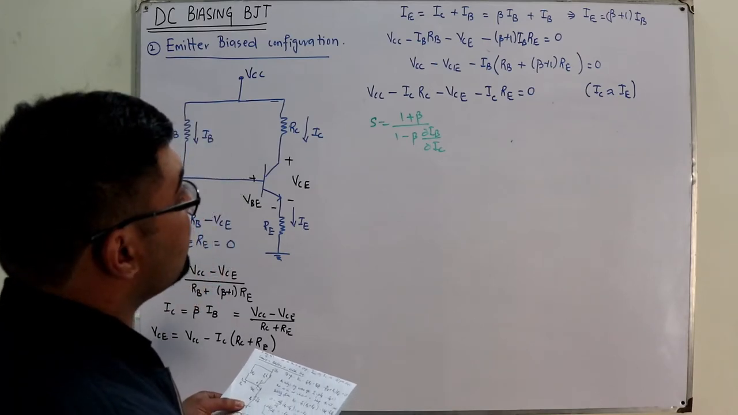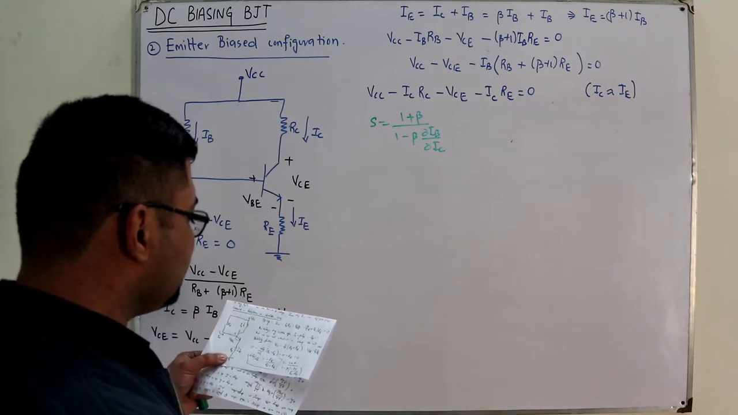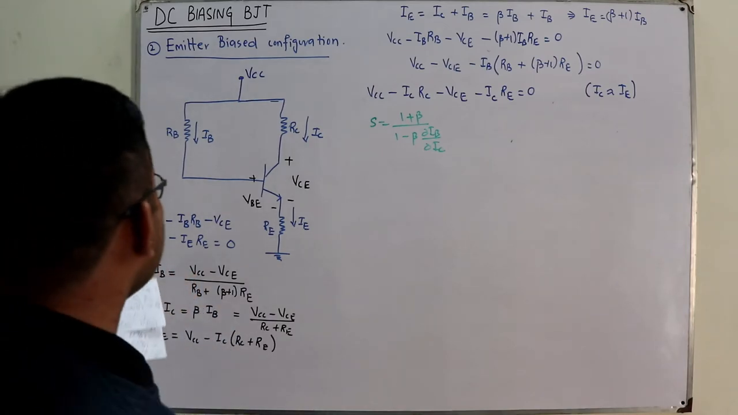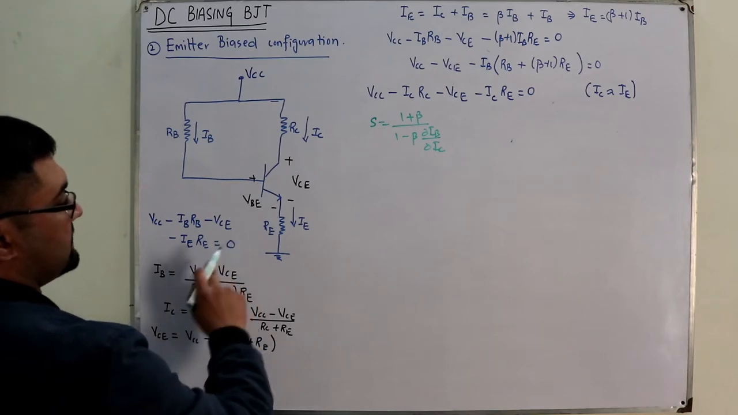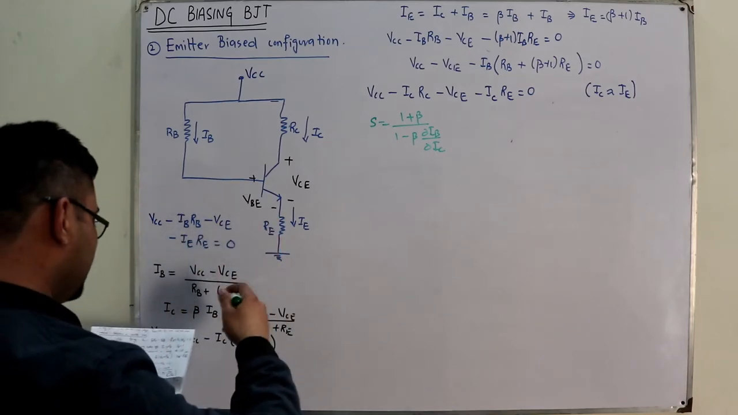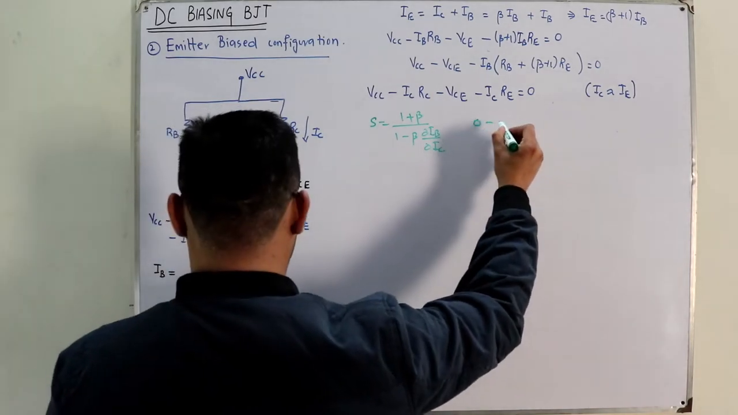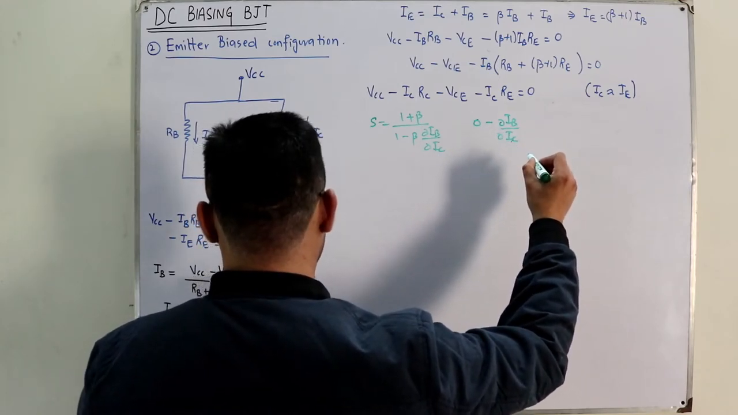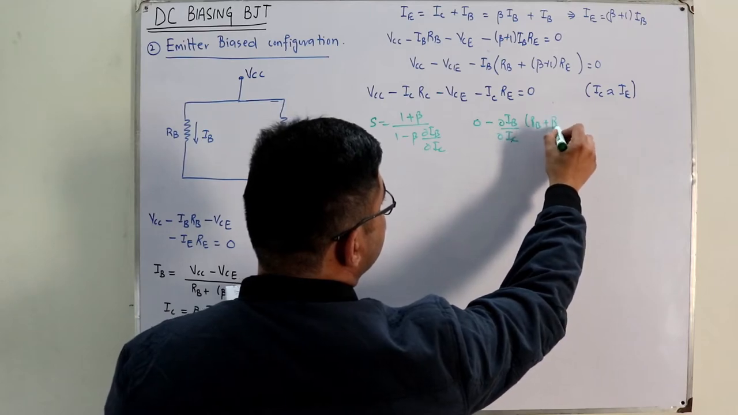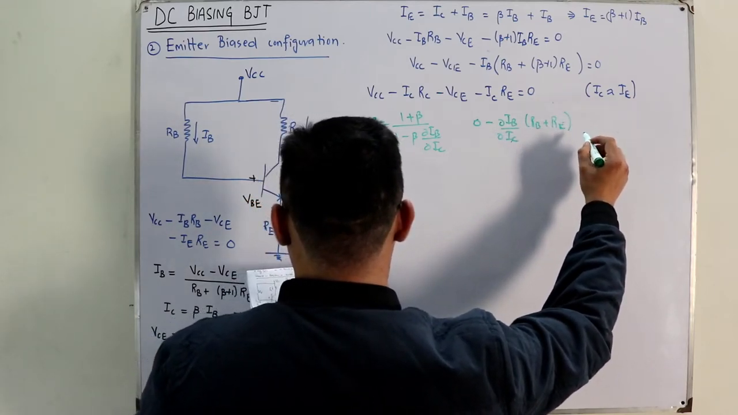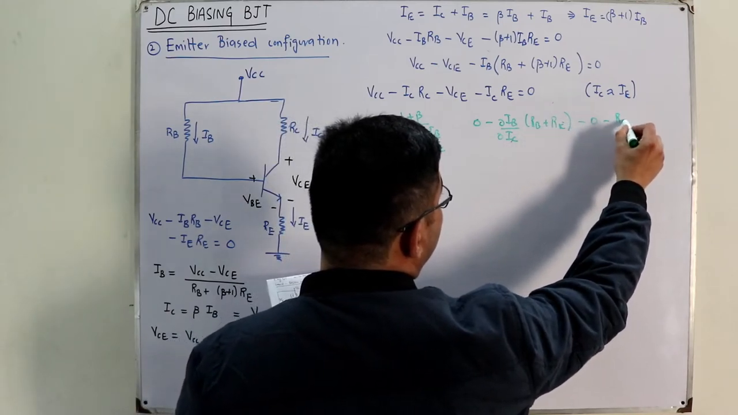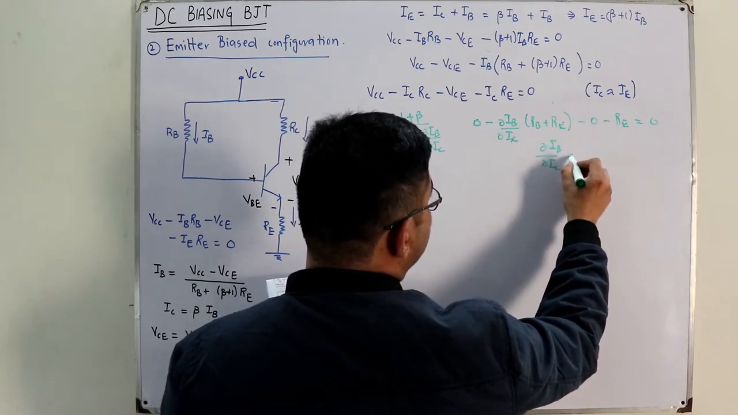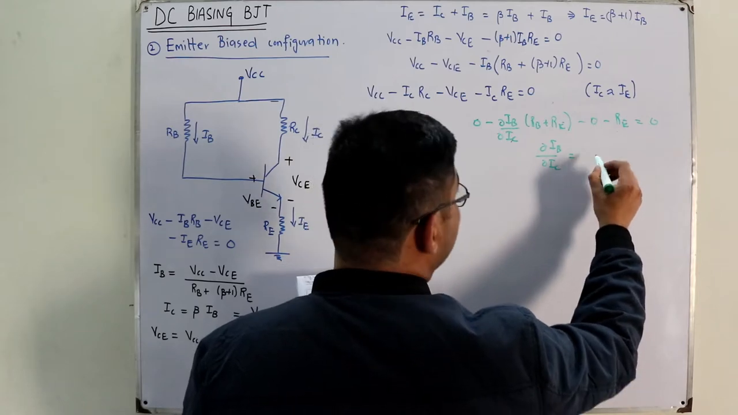Take the input KVL equation, VCC minus this equation, and differentiate it with respect to IC. So I would just write it directly over here. You would have a 0 minus dIB by dIC times RB plus RE, minus 0 minus RE, equal to 0. Which means that dIB by dIC is equal to minus RE upon RB plus RE.